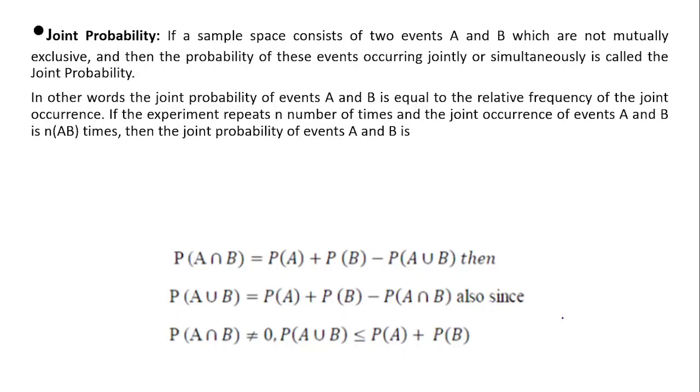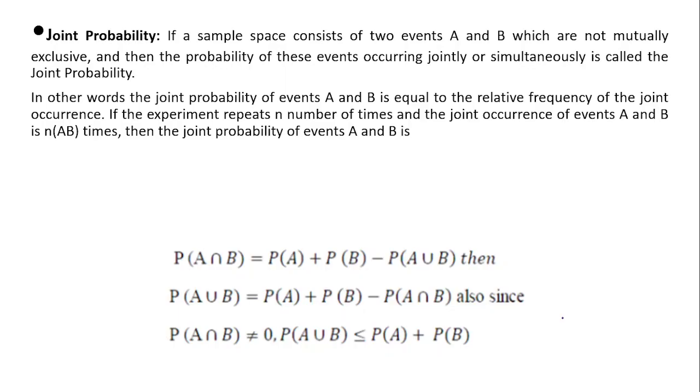So if a sample space consists of two events A and B which are not mutually exclusive, then the probability of these events occurring jointly or simultaneously is called the joint probability. Occurrence of both events at the same time, jointly, is called the joint probability.